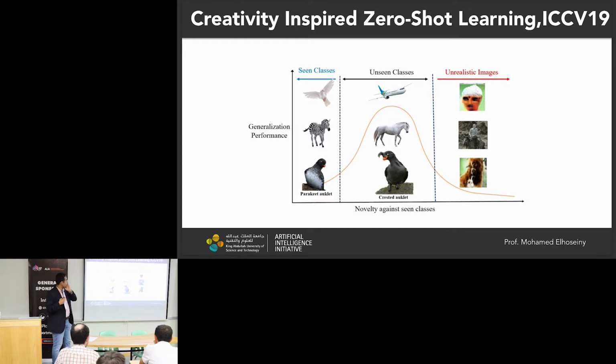So we have a paper at ICCV 19 called Creativity Inspired Zero-Shot Learning, which is trying to reflect on this notion of creative generation, but from the perception perspective, to encourage the model to be more capable of recognizing classes that it has not seen before. The x-axis is novelty against seen classes, and the y-axis is generalization, meaning the model's ability to recognize and tell apart unseen classes that are very similar to seen ones.